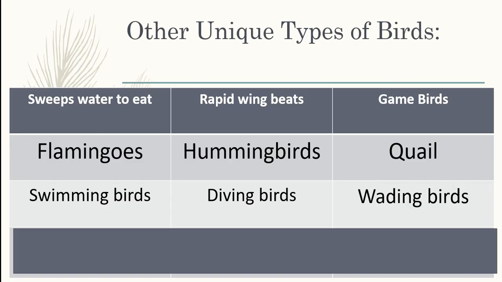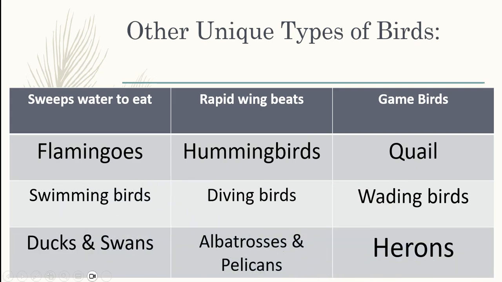So, all right, the next unique types here, can you think of a swimming bird, a diving bird, and a wading bird? These would all be water creatures. Let's see, our swimming birds, ducks and swans. Our diving birds, albatross and pelican. And then wading birds, herons, and some of those, we looked at a couple of those, right? Because flamingos would fit in there as well as being a wading bird. Okay, so that's a little chart. If you need to copy that down, go for it.